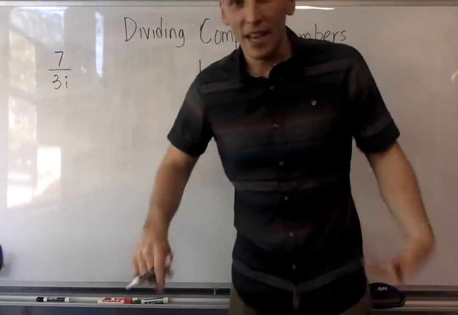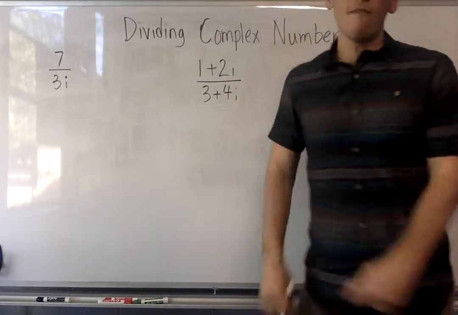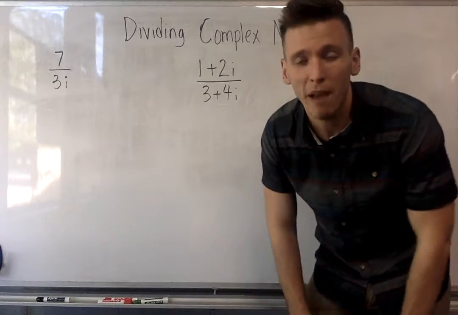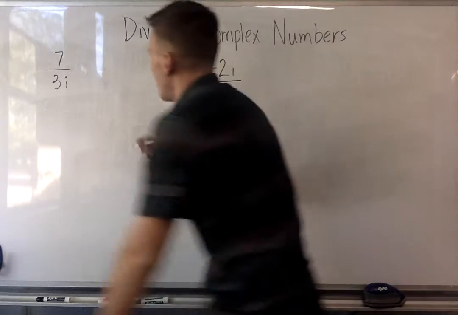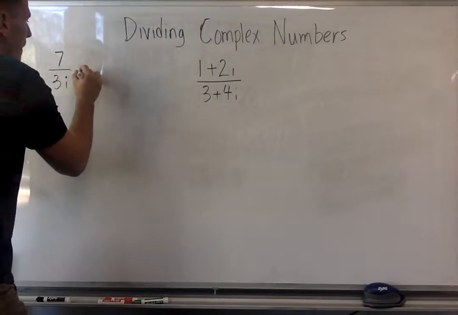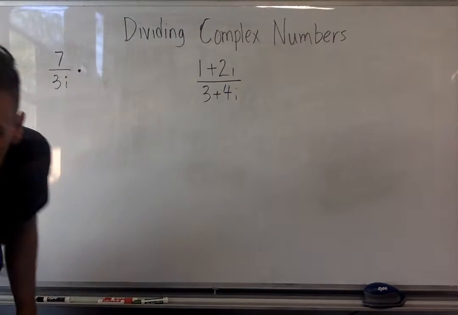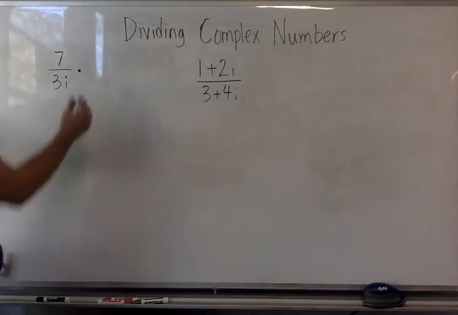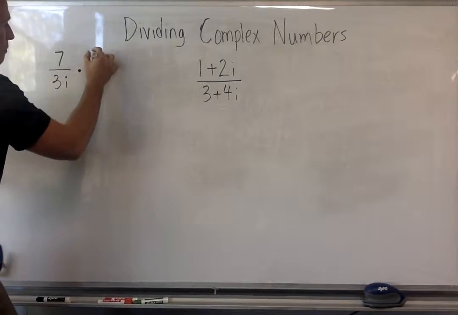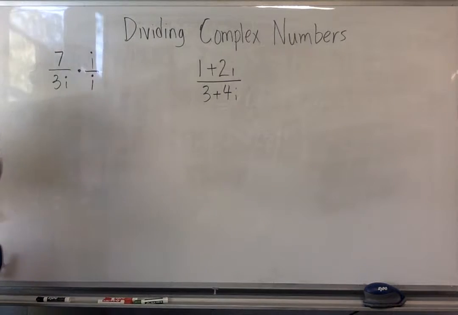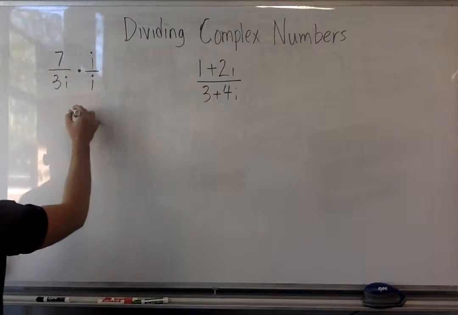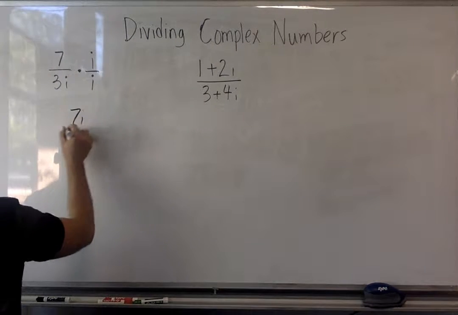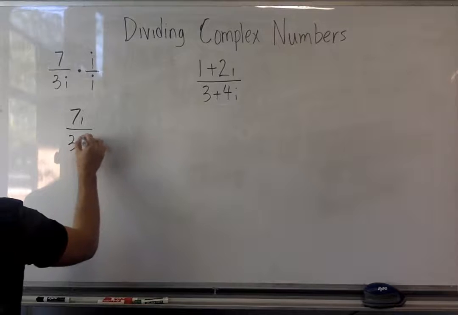And so what that looks like is pretty simple. We're going to take this 7 over 3i, we're going to multiply it by a factor of 1. That way the value doesn't change. But in particular, we're going to pick a factor of 1 that will help this denominator turn real again. And so multiplying it by i over i, that's just multiplying it by 1. The value is not going to change, but we're going to see something cool here. The numerator will become 7 times i, but the denominator will become 3i squared.